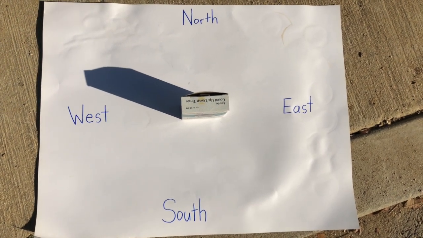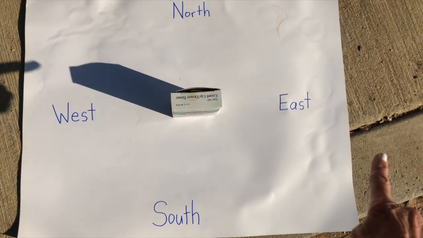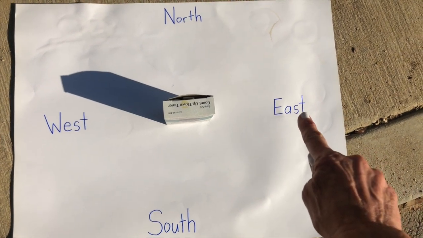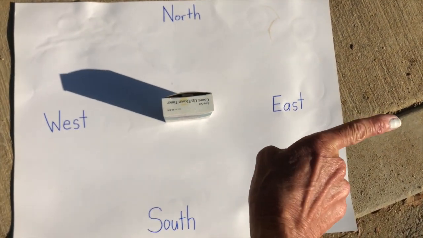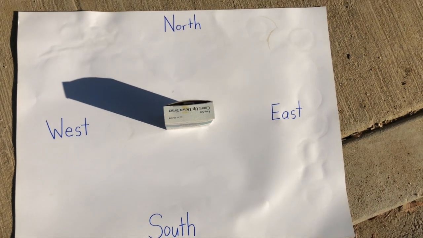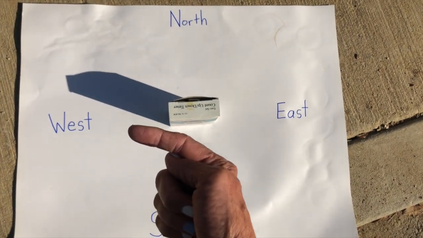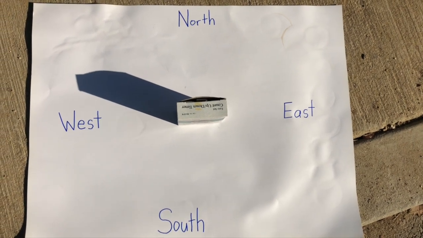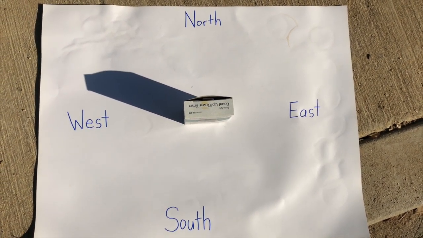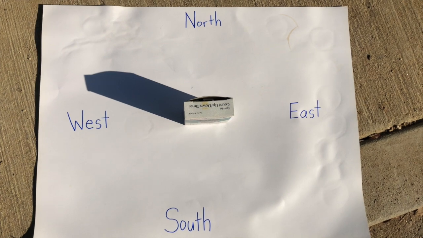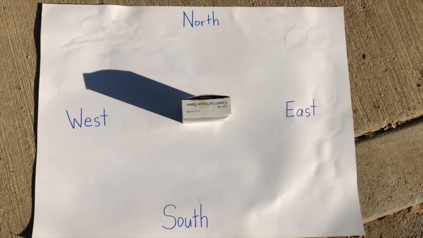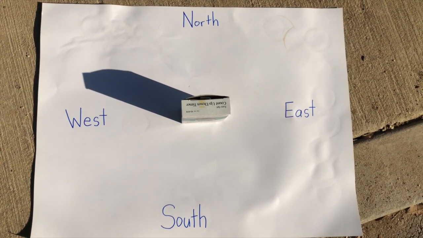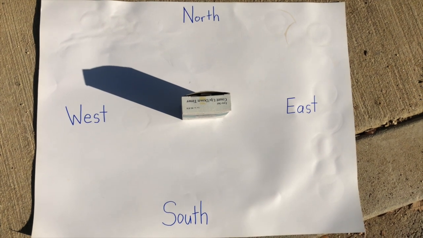In the morning, the sun rises in the east. And if the sun is in the east, the shadow is in the west. It's the opposite direction of the source of light. I'm going to mark where the shadow is right now, and then we're going to watch this shadow throughout the day.